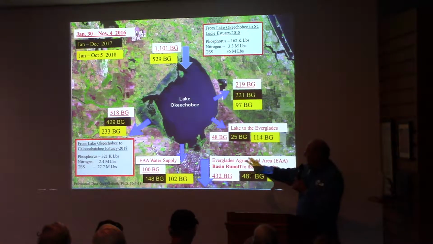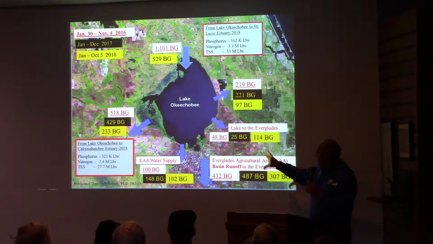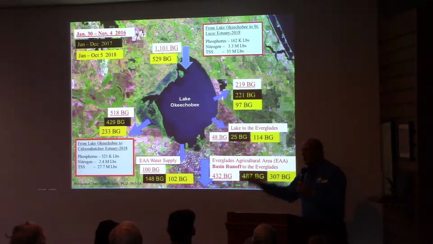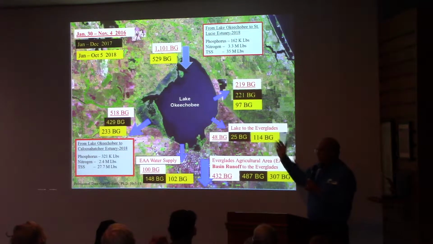The EAA has a big runoff component, a basin runoff component. When it gets wet, starting in May, they were discharging all of that water through basin runoff, through the stormwater treatment areas, into the water conservation areas. The water conservation areas filled up above their schedule. They said, oh my gosh, we can't put any water from the lake, and consequently it went away.